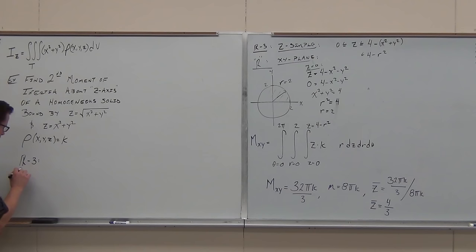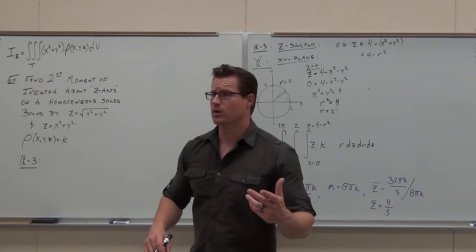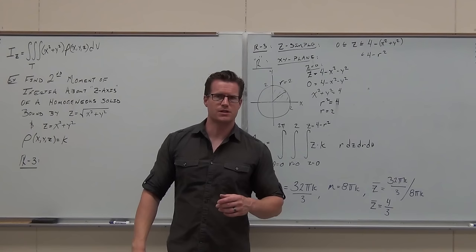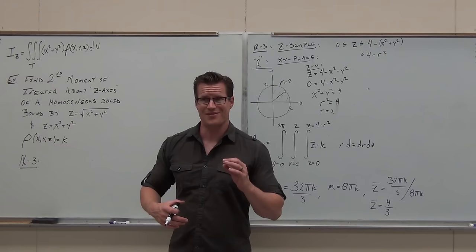Hey, you tell me right now, what's the appropriate choice for an R3 simple? Z. Z should be our R3 simple. Not only because we're in cylindrical, but this is solved for two functions of Z. And if I look at it, the level curves of both of these things are circles. Do you see them? That means that our region on the xy plane is going to be polar. That's nice. That's what I want. So this will be Z simple.